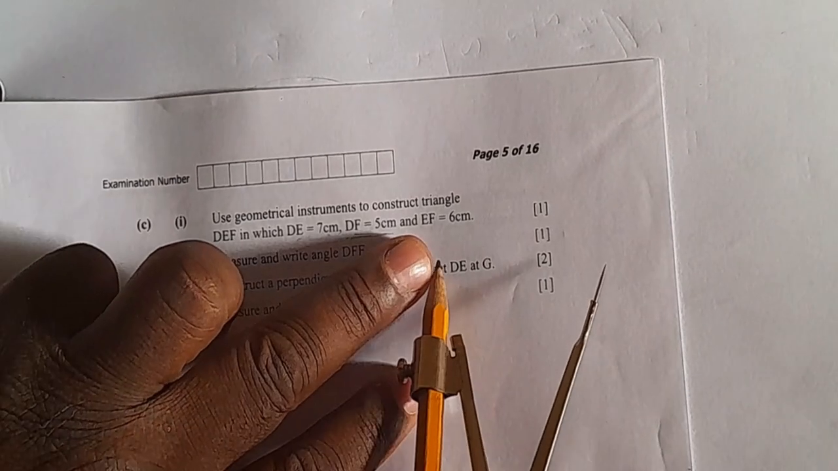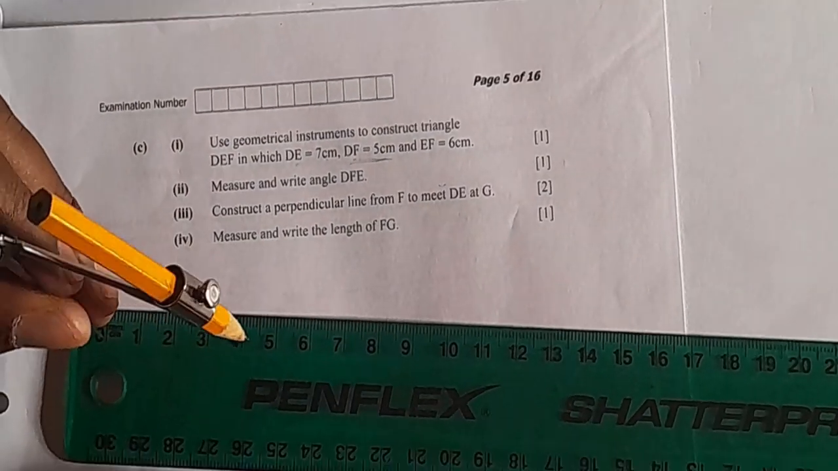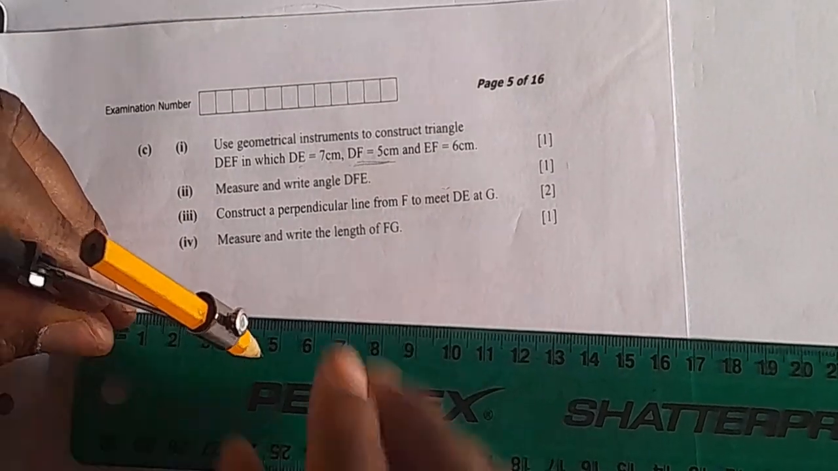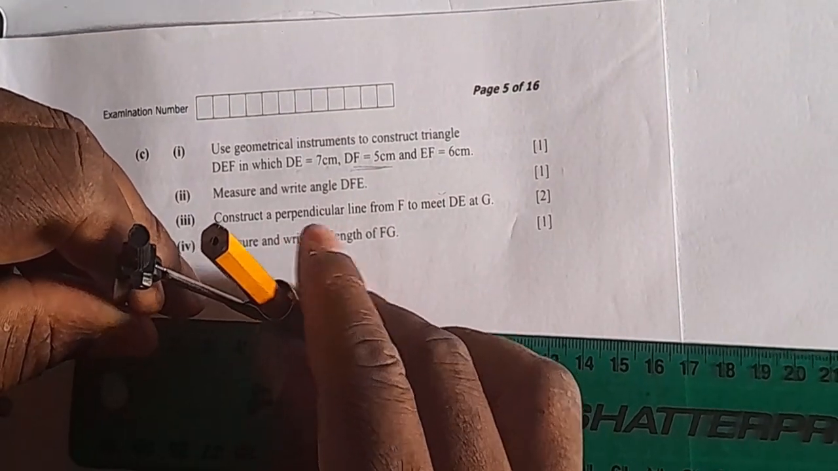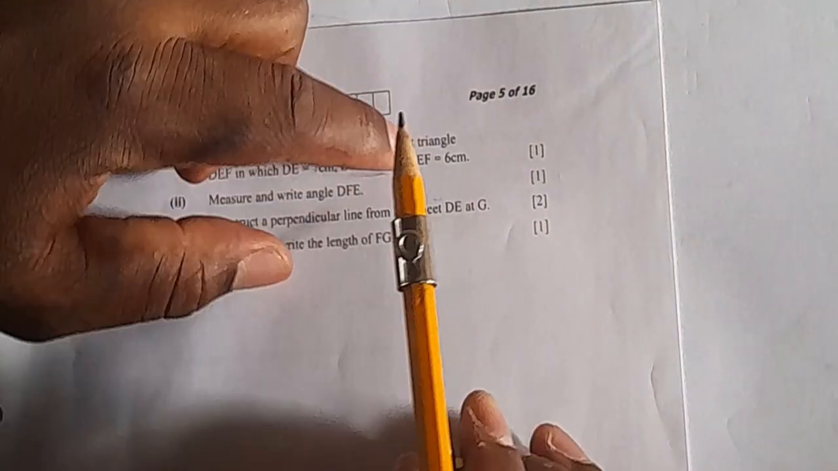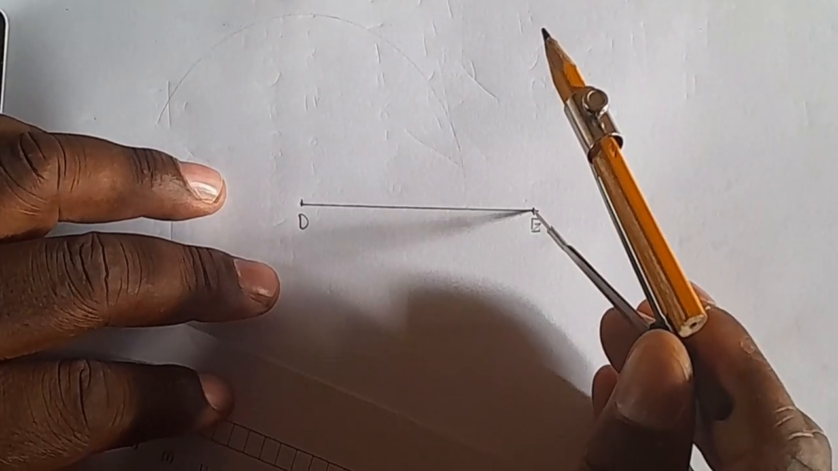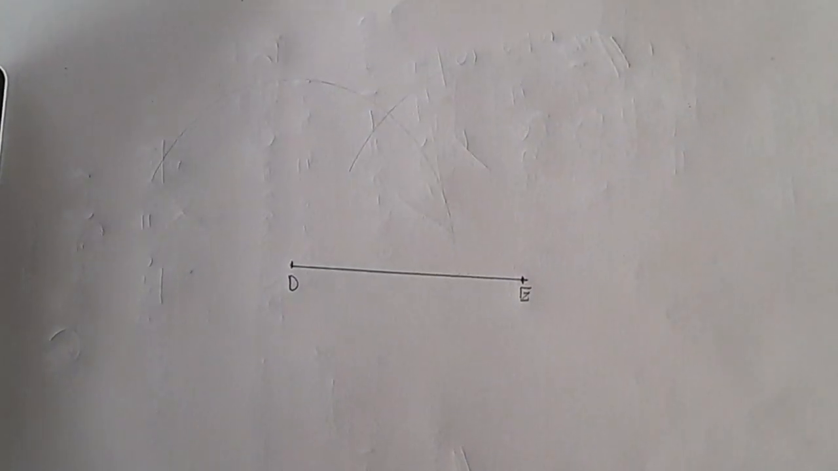Then we read on, saying EF is equal to 6 centimeters. We are picking 6 centimeters from the ruler. So that's 6 centimeters. And then you take note of the point where you strike an arc from. That is EF. So we strike an arc from E to F. So now the two arcs are meeting.